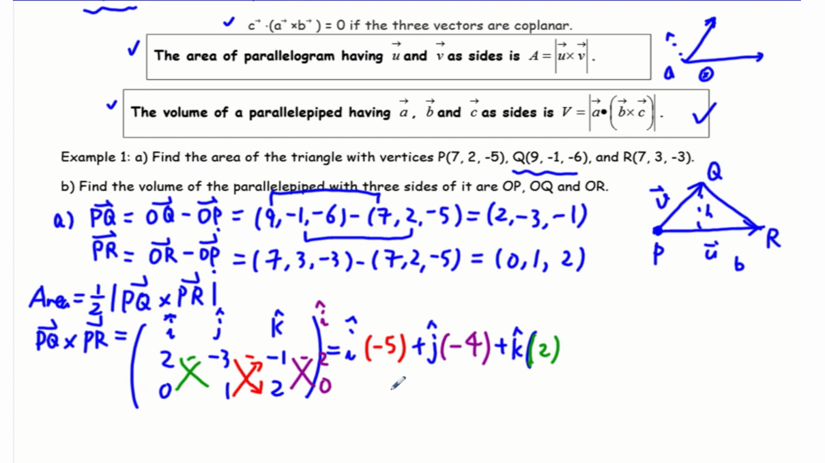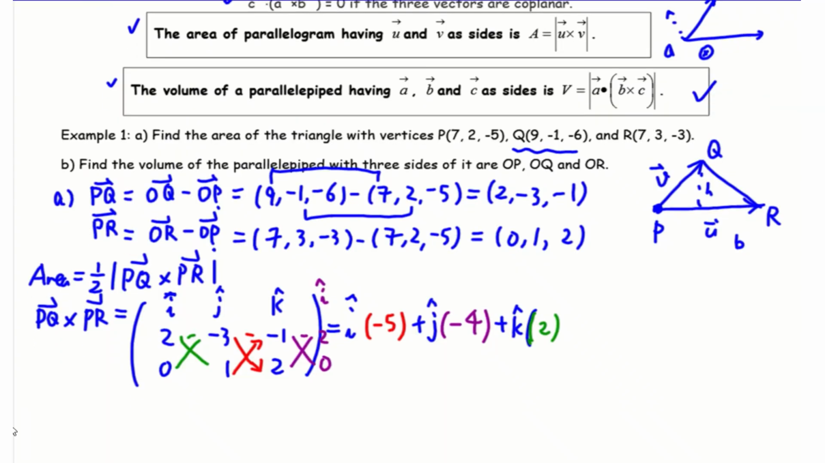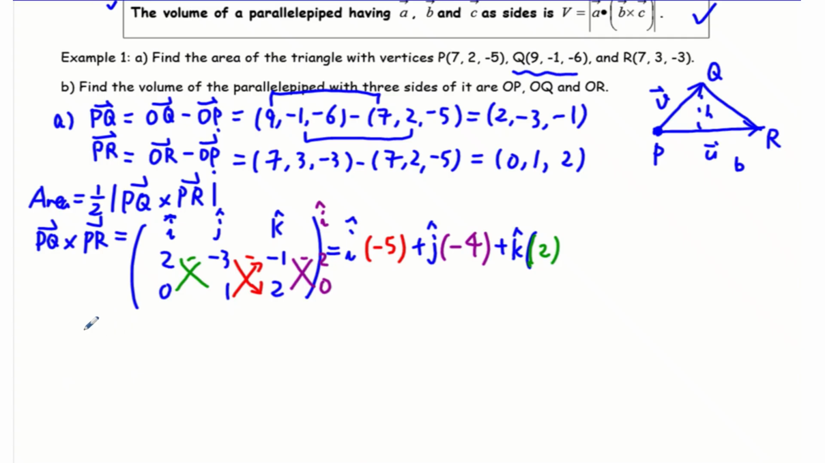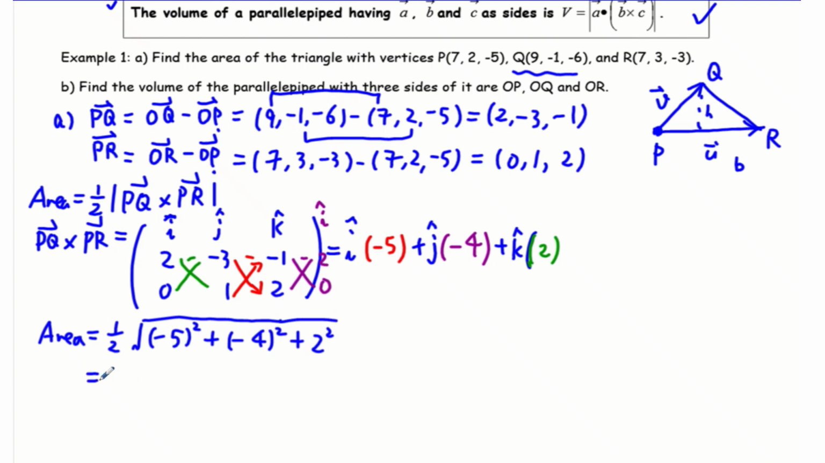So this is our cross product in vector form. Then we are going to find the magnitude of that. The area of the triangle equals 1 over 2 square root of x squared, y squared, z squared added together. So -5 squared plus -4 squared plus 2 squared gives us 1 over 2 square root 45.